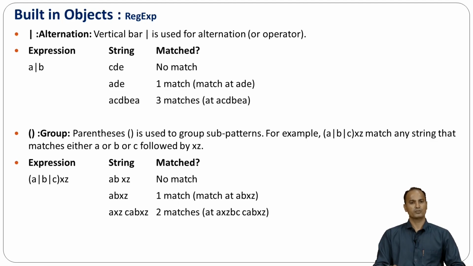So the first one is not going to match because A, B, XZ is there, then A, B, XZ 1 match, because in the earlier one there was a space. 1 match is there in the second string, and another one there is A, XZ, which matches as A is followed by XZ, and in the second string A, B, XZ is there, so either A or B is matching, so 2 matches will be there in the second string.